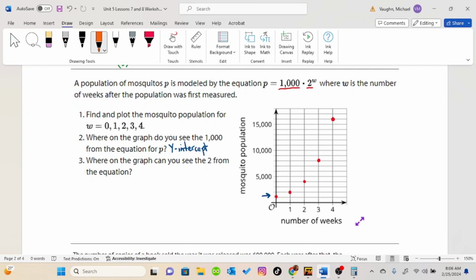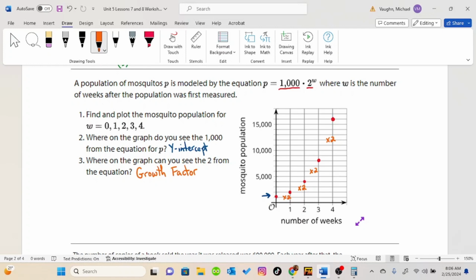Number 3. Where on the graph can you see the 2 from the equation? The 2 is the increase. It is the factor. So we can see times 2 here. We can see times 2 in the growth from these 2 points. Then we see the times 2 growth again. And we see the times 2 growth again. So this is our growth factor.